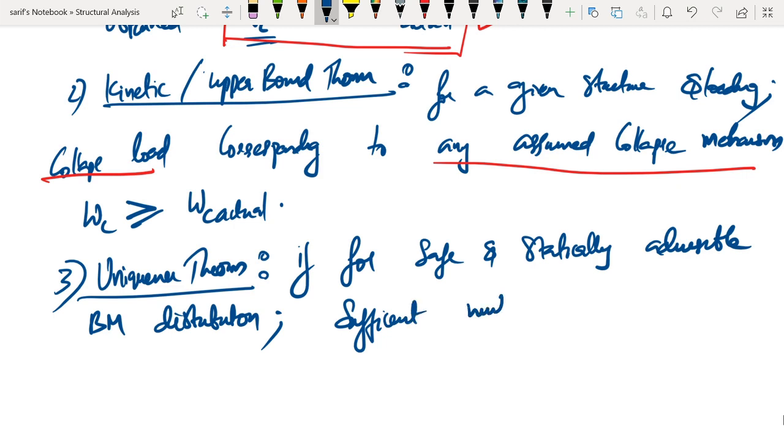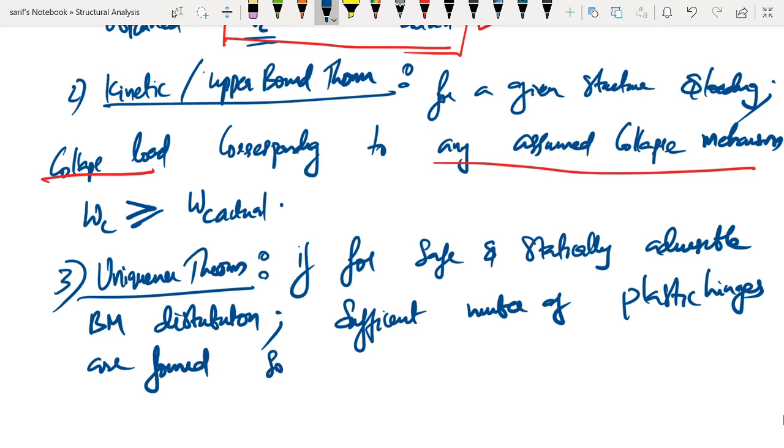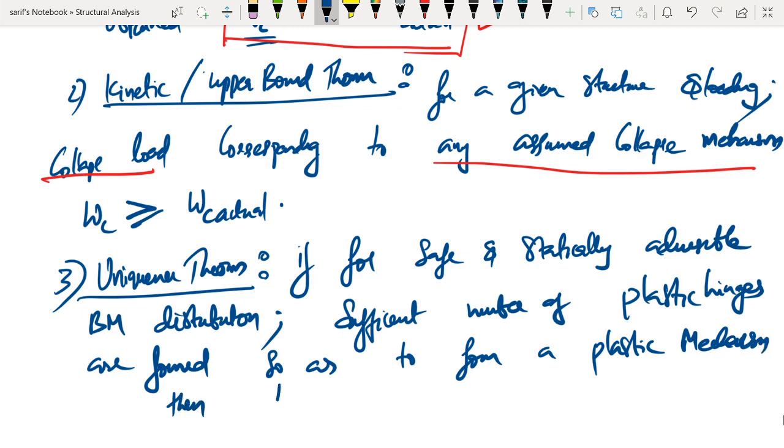if for a safe and statically admissible bending moment distribution, sufficient number of plastic hinges are formed so as to form a plastic mechanism, then the WC found will be equal to the WC actual.